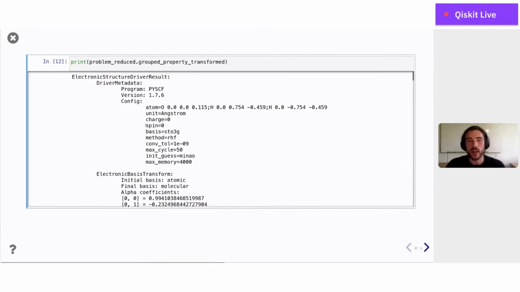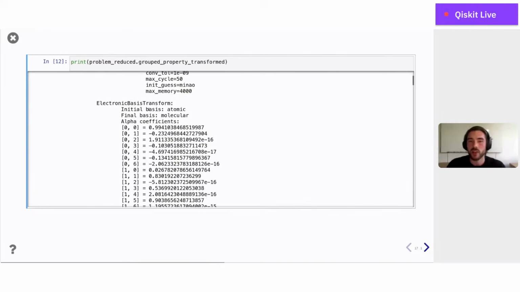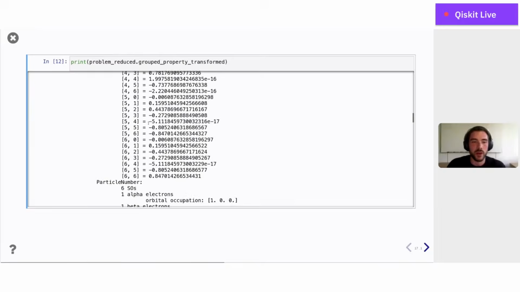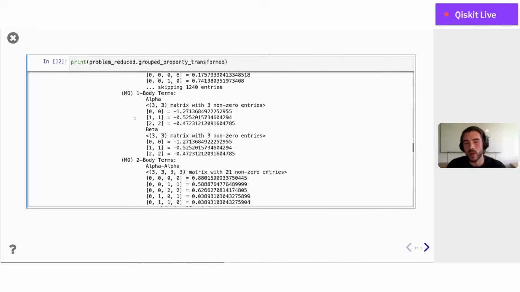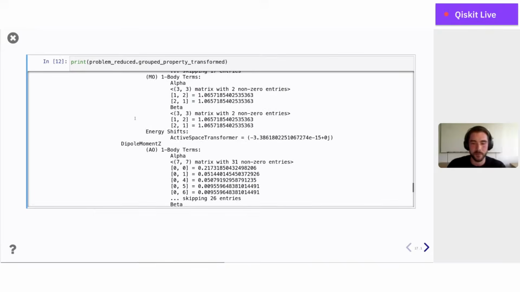You can also look at the grouped electronic property again, this time the transformed version, which essentially contains similar output to before. We have the basis transforms. We now have the reduced number of particles in our system. And we have the Hamiltonian, the dipole moments, etc.